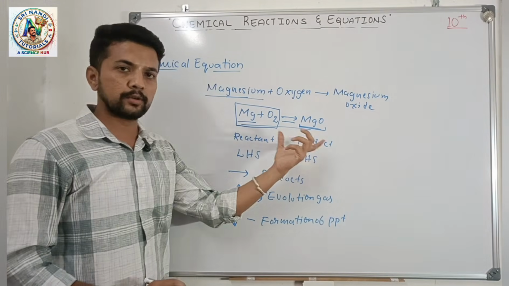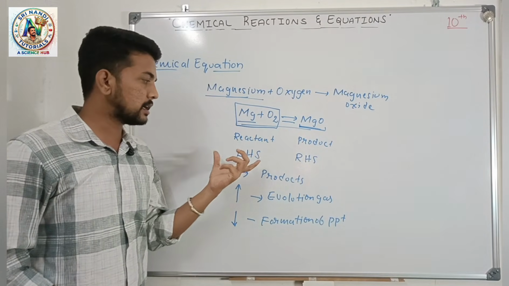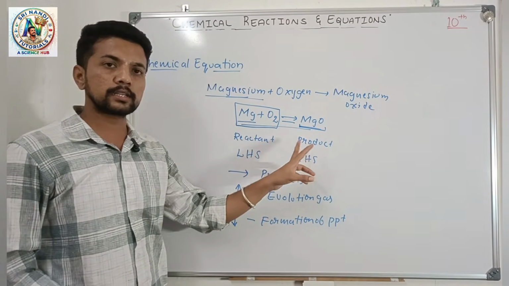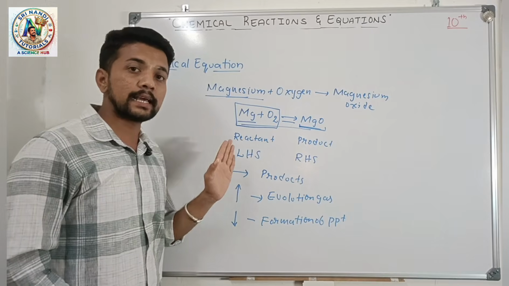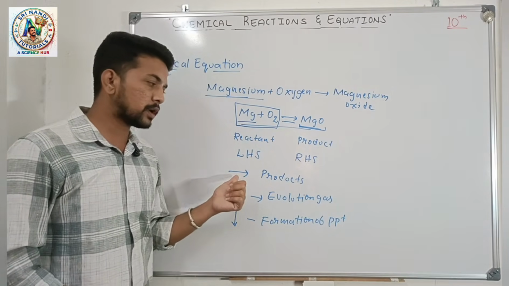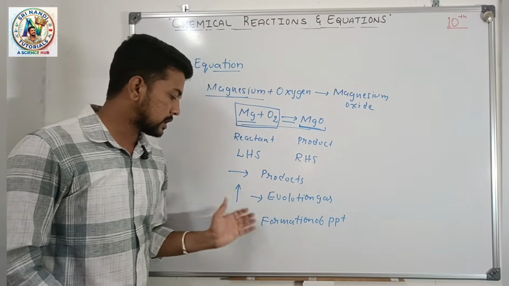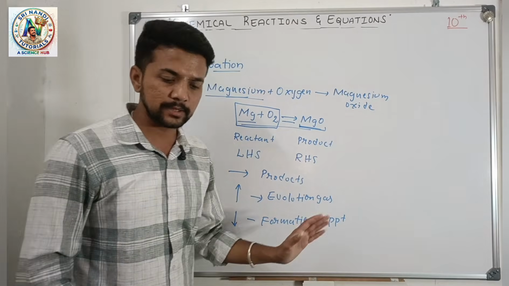So reactants, products. Reactants are always written on the left hand side of the arrow mark. Products are written on the right hand side. Arrowhead shows the direction towards the products, and upward arrow mark shows evolution of gas. Downward arrow mark shows formation of precipitate.